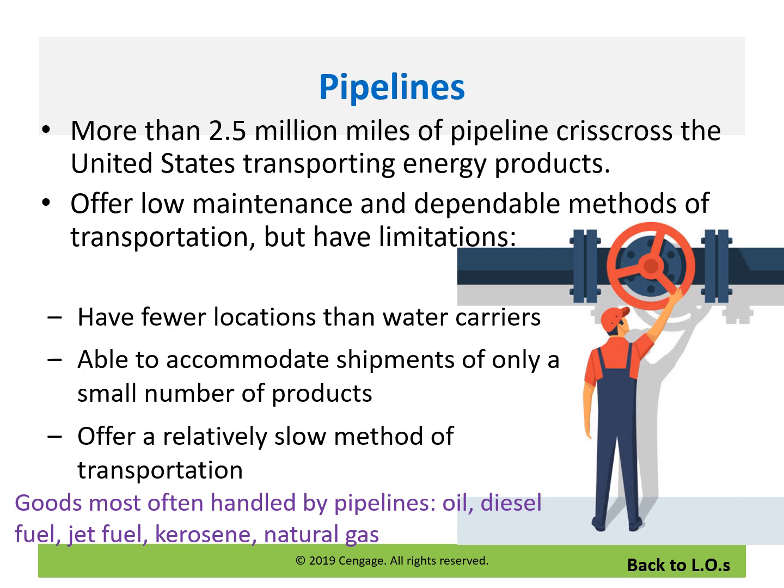Next, we have pipelines. More than 2.5 million miles of pipeline crisscross the U.S., transporting energy products. They offer low maintenance and dependable methods of transportation, but also have limitations. They have fewer locations than water carriers, are able to accommodate shipments of only a small number of products, and offer a relatively slow method of transportation. The goods most often handled by pipelines include oil, diesel fuel, jet fuel, kerosene, natural gas, including water.